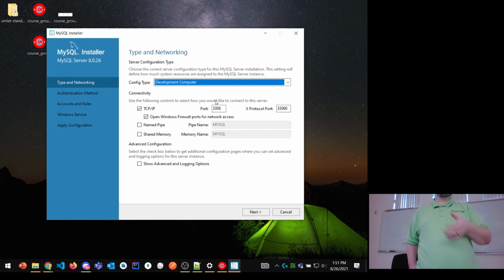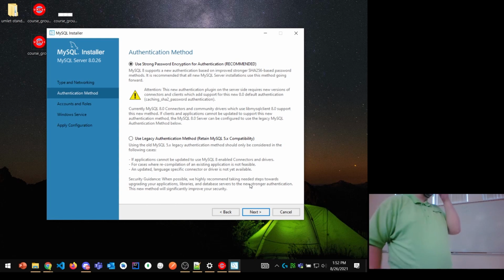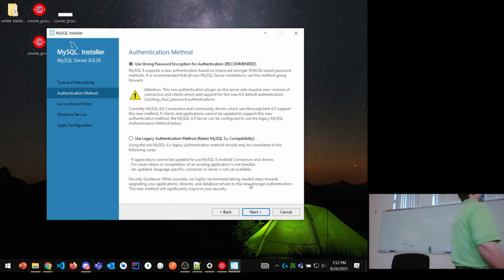All clear? Okay. So when you get to Mongo, Mongo will have a different default port. It won't be 3306, it'll be a different number. There's some other ways to communicate here, named pipe, shared memory. We're not going to worry about that because this is the one that we want. Okay. So use strong password authentication for that, or use legacy authentication method.